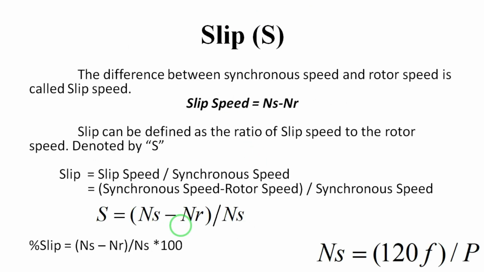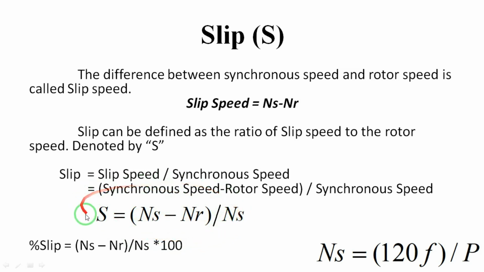Now coming to the slip. The slip is defined as the ratio of slip speed to the synchronous speed. We already defined the slip speed, which is equal to Ns minus Nr. So the ratio to the synchronous speed, (Ns minus Nr) by Ns, is completely called slip.